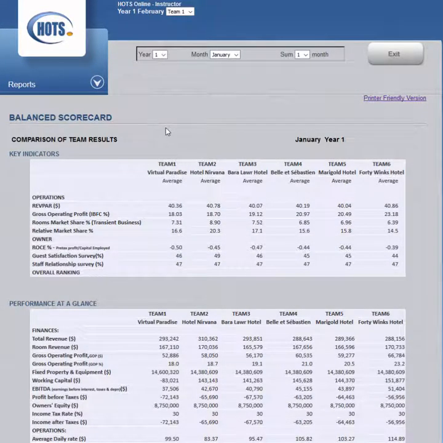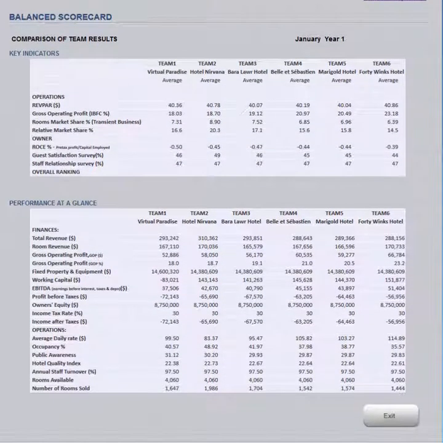This balance scorecard reports on 6 key metrics. So for operations, there's RevPAR, gross operating profit, and transient business rooms market share, both in absolute and relative terms. Then there's a metric for the owner, return on capital employed, and then there are the results of guest satisfaction and staff relationship surveys. There is a second table which gives some of the key figures that have been used to generate the KPIs on the top, and that also can be useful information for the teams.